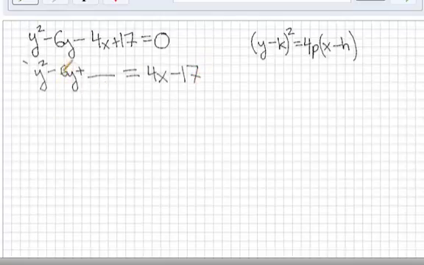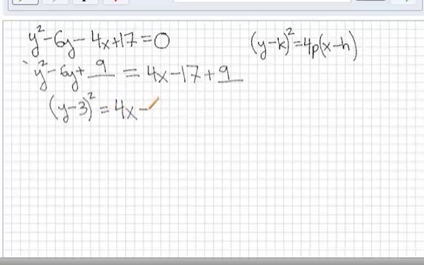Alright, so to complete the square, we take the negative 6 and divide by 2, which would give us negative 3, and then we square it, and then that'll give you 9. Since we added 9 to the left side, we have to add 9 to the right side to balance things out. Alright, so then we factor the left side. We get y minus 3 squared equals 4x minus 8.